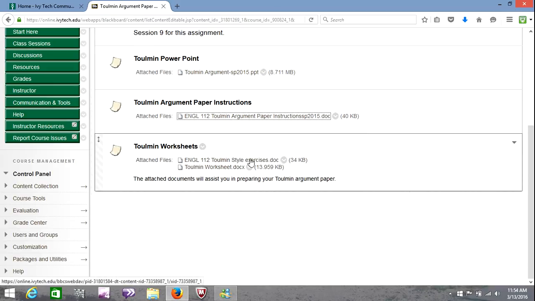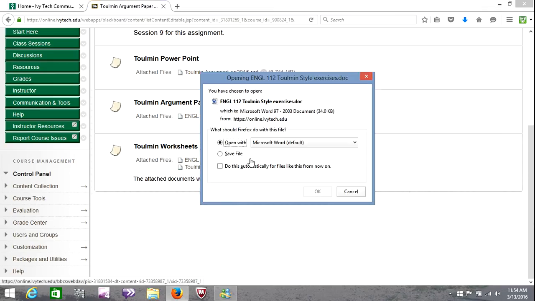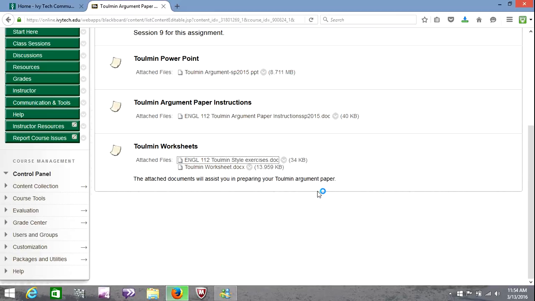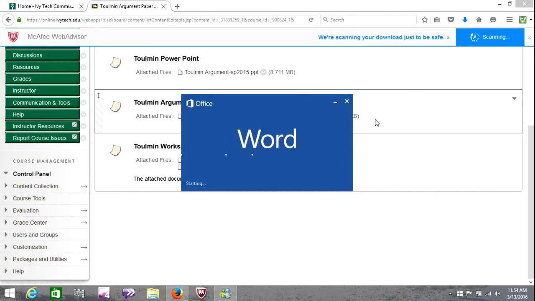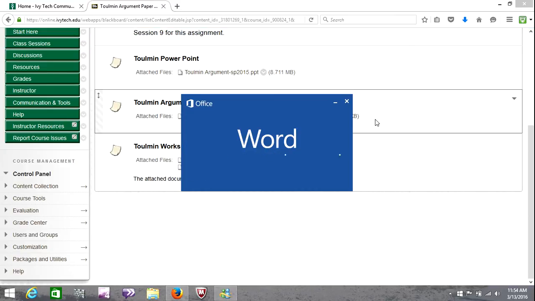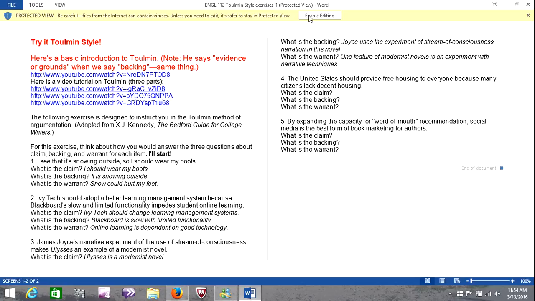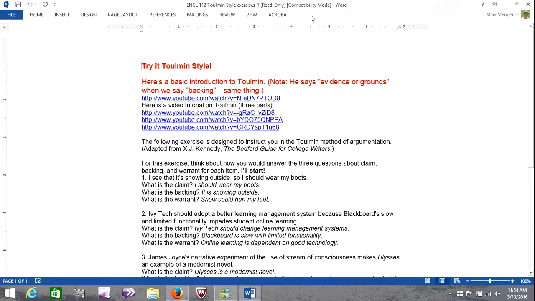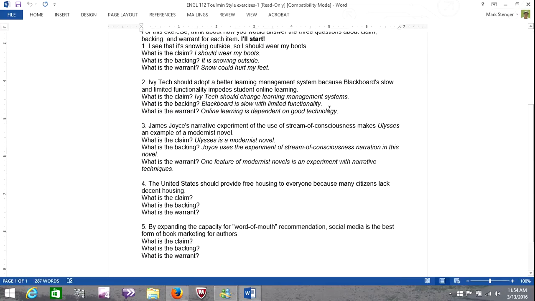Let's take a look at the style exercises. This one gives you sample topics and a couple of points that the person could potentially argue, and then also gives you a couple of open-ended questions. So for example, let's look at number 2. Ivy Tech should adopt a better learning management system because Blackboard's slow and limited functionality impedes student online learning, all of which I agree with.